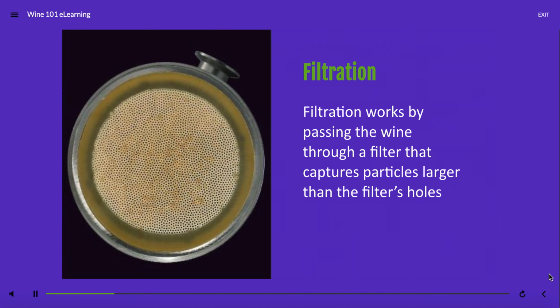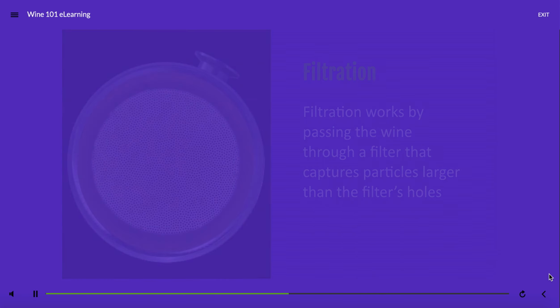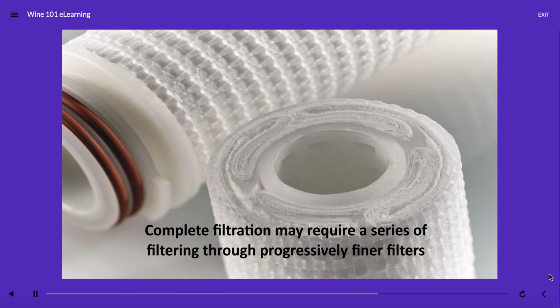Filtration works by passing the wine through a filter that captures particles larger than the filter's holes. Complete filtration may require a series of filtering through progressively finer filters.